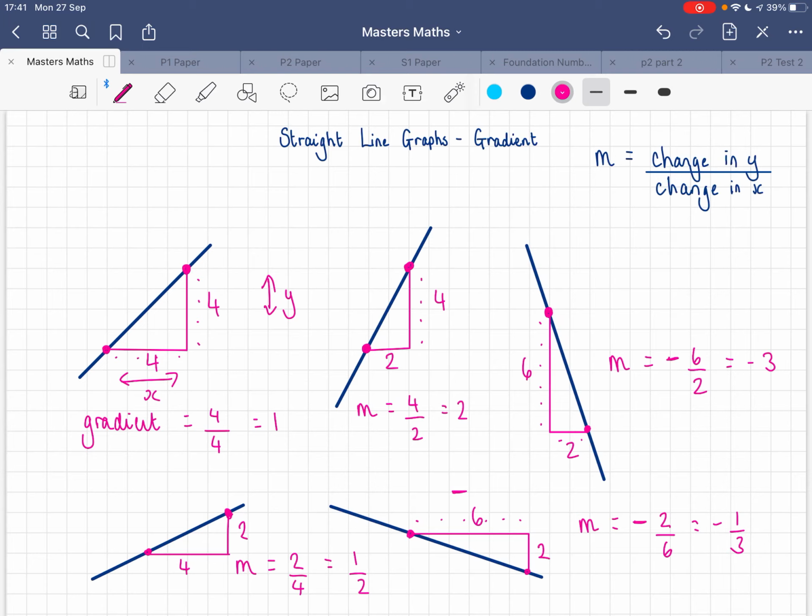Okay, so again, we can have positive gradients, we can have negative gradients, we can have fractional gradients, we can have negative fraction gradients.